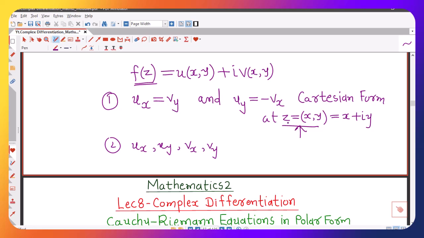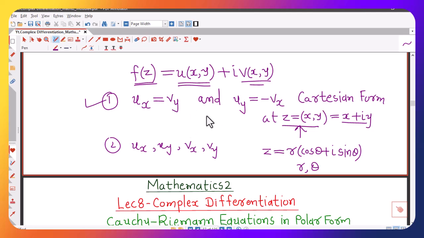But suppose instead of Cartesian form we use the polar form of the complex variable x plus iy, which is r times cos theta plus i sin theta. Then this u and v will be functions of polar coordinates r and theta. So in that case we will have Cauchy Riemann equations in polar form.